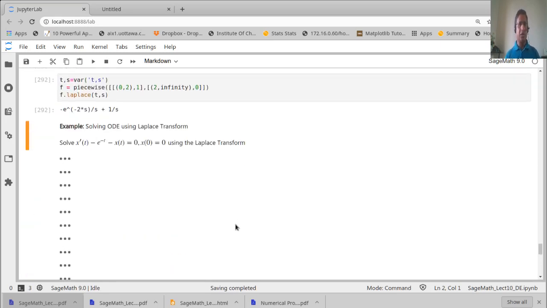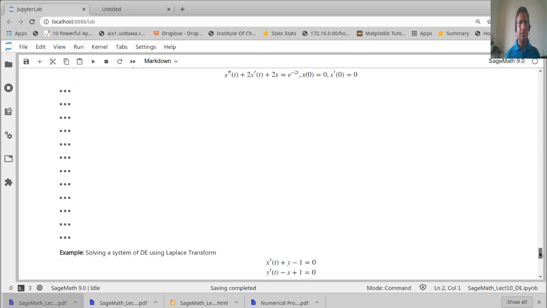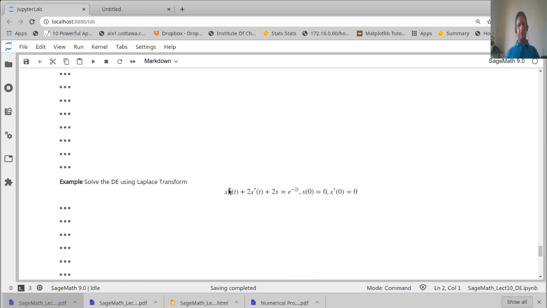Okay, so now let us look at a simple ordinary differential equation initial value problem. So let me go to the next example. Let us work out this one. We have the differential equation x double dash t plus 2x dash t plus 2x is equal to e to the power minus 2t. x at 0 is 0, x dash at 0 is also 0. We want to solve this using Laplace transform.